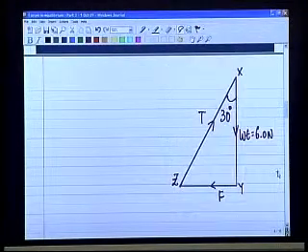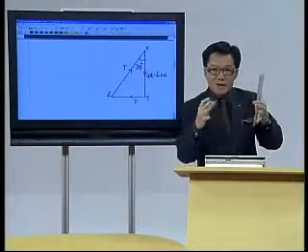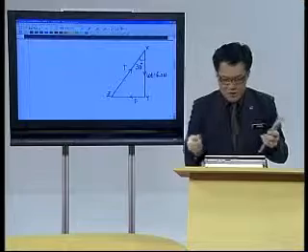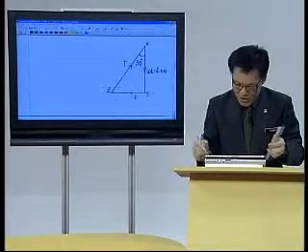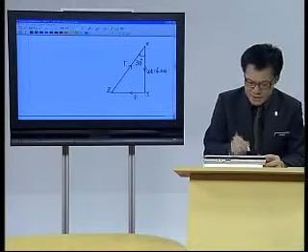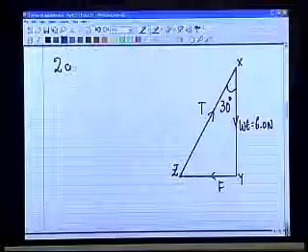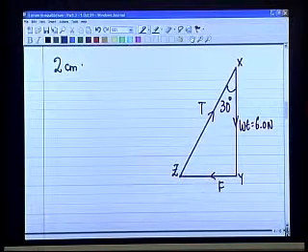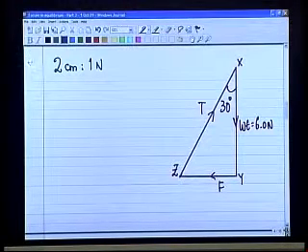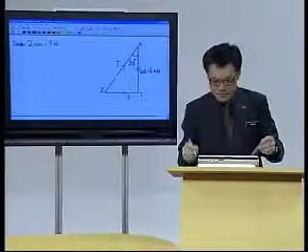Now, this is my rough diagram. I'm going to take it off once I have given you the actual diagram to scale. So I'm going to use a good scale here. I'm going to choose 2 centimeters representing 1 Newton. That is my scale. I'll write down this is my scale: 2 centimeters to 1 Newton.